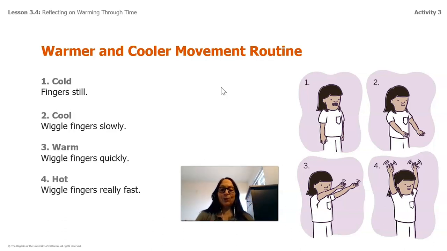Okay, ready to do cool? Remember, you're going to put your hands in front of you just a little bit, and you're going to wiggle slowly. For warm, you're going to put your hands in front of you, right in front. Look at number three. And you're going to wiggle your fingers quickly. And then for hot, you're going to put your hands over your head, and you're going to move your fingers really fast, really fast. All right. Good job.